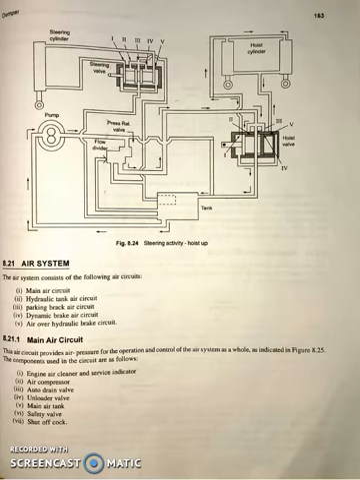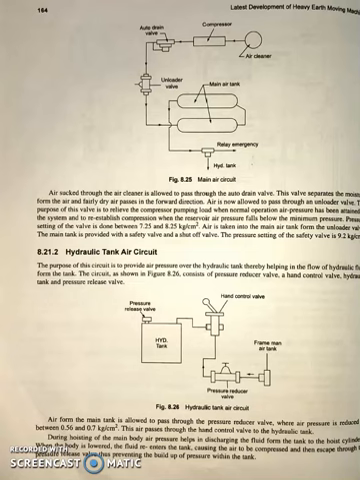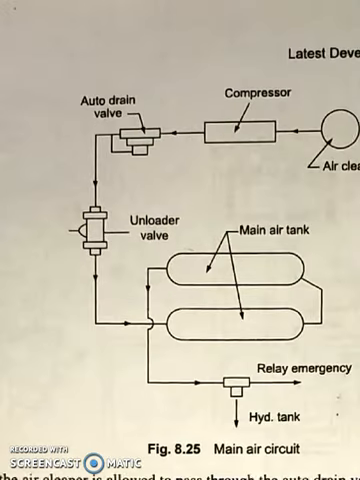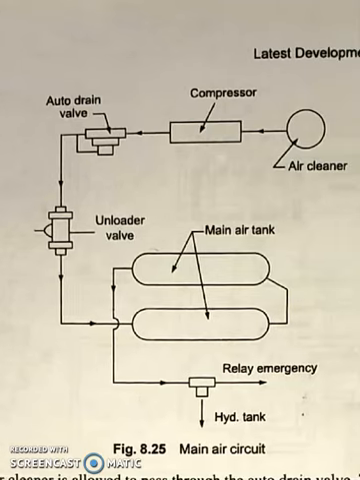So the first one is the main air circuit. This is the main air brake circuit. The components of this air brake circuit are engine, air cleaner and service indicator, air compressor, auto drain valve, unloader valve, main air tank, safety valve, and shut-off cock.